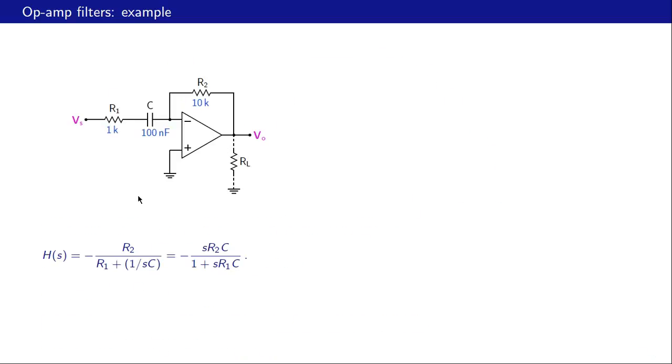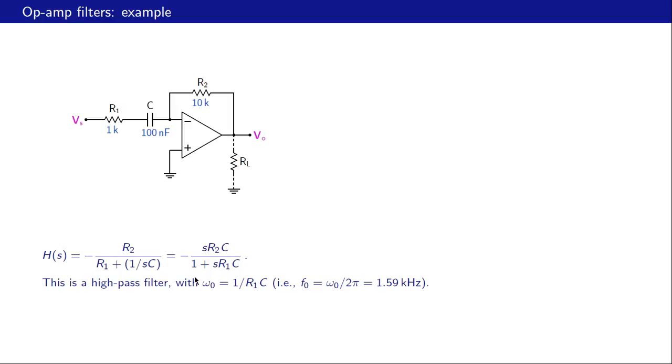Here is another op-amp filter, and this filter is also like an inverting amplifier with Z2 equal to R2 and Z1 equal to the series combination of R1 and C. So the transfer function VO by VS would be minus Z2 by Z1. Z2 is R2 and Z1 is R1 plus 1 over SC. And when we simplify that, we get this expression here. And this turns out to be a high pass filter with the corner frequency omega 0 equal to 1 over R1C, and F0 in hertz then is omega 0 by 2 pi, and that turns out to be about 1.6 kilohertz for the component values that we have in this example.